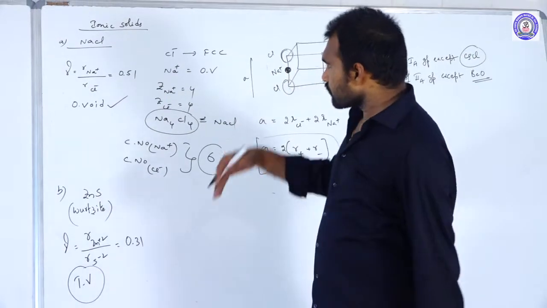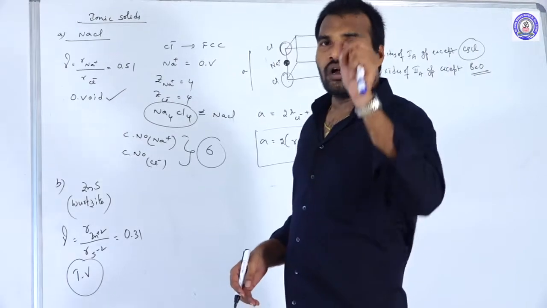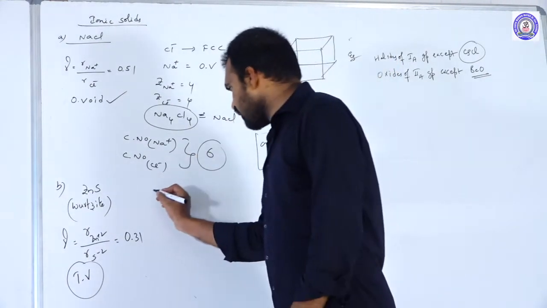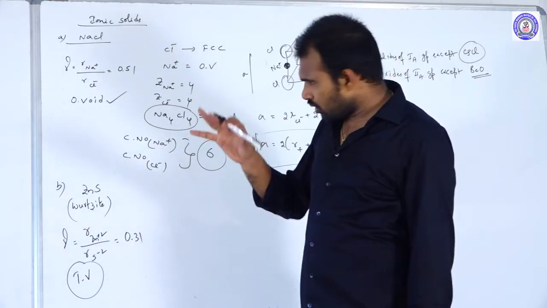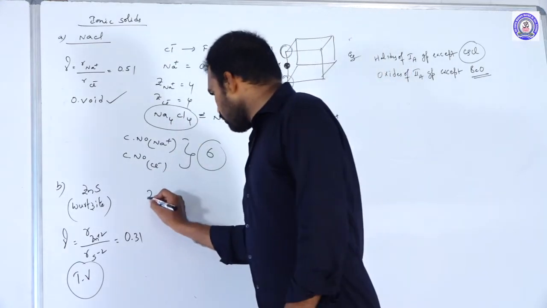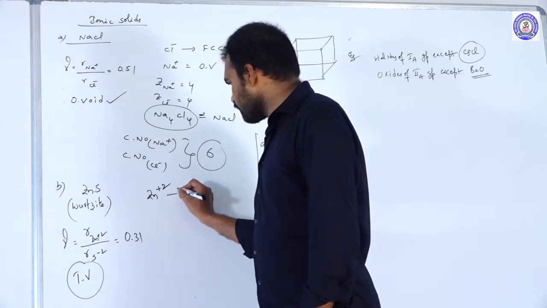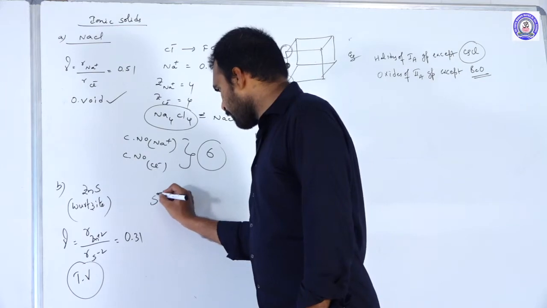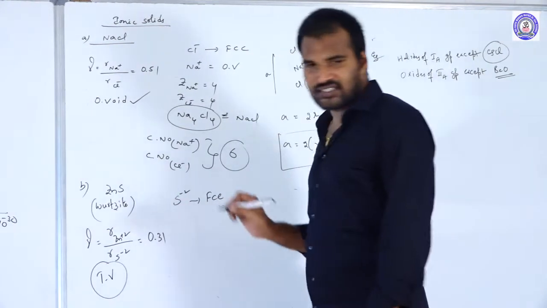Next, move to which ion is forming the lattice. Already I told you, the larger ion will always form the crystal lattice. Here, what is the larger ion, Zn2+ or S2-? Zn2+ or S2-? Sorry, S2-. S2- will form the FCC lattice.